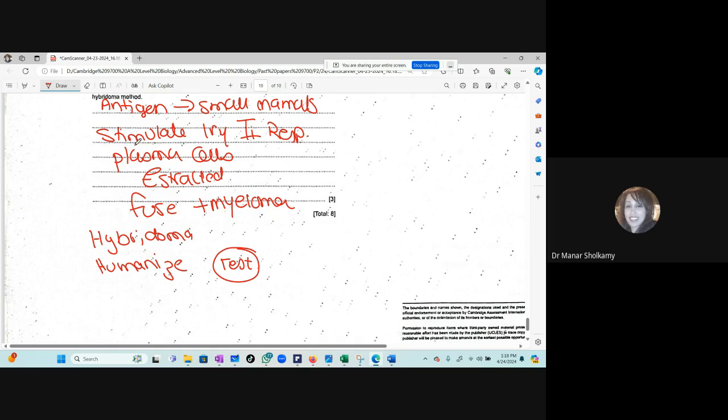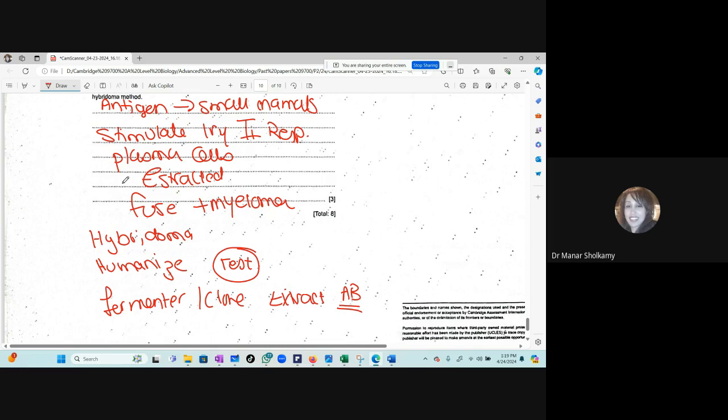I screened it and I'm sure that now it is producing the antibody that I want. And then I'm going to put it in a fermenter. I'm going to clone it so that I produce more of this hybridoma cell, and I will extract the final antibody and use it in passive immunity, in diagnosis, in a lot of things.